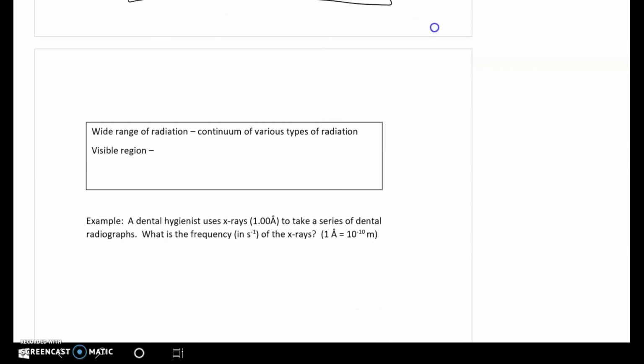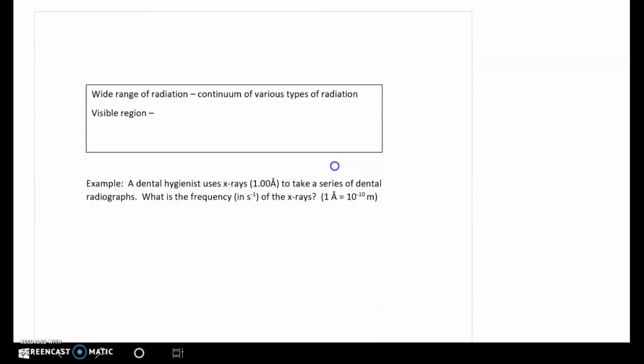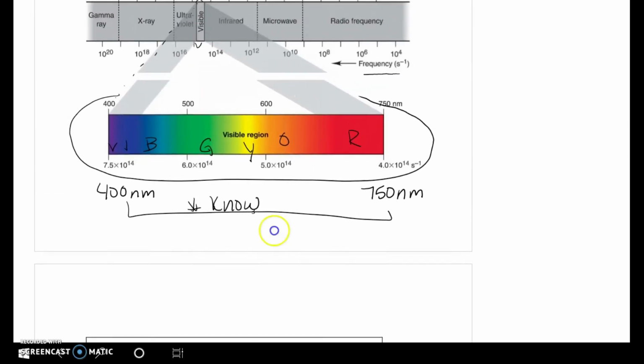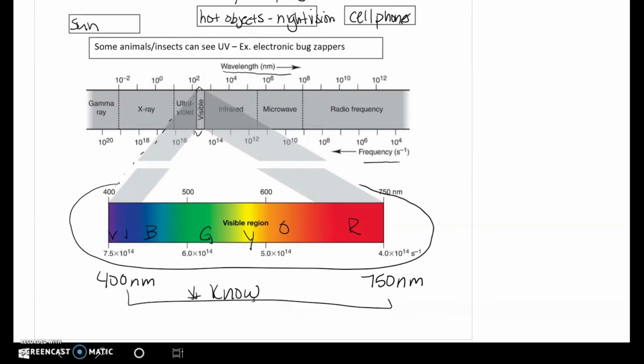So we have a wide range of radiation, and it's a continuum, right? So our frequency increases, and let me go back to this. So our frequency increases as we go from radio to gamma. Now our gamma rays, if we start here, our wavelength is really short here, but starts to get longer and longer as we get to the radio frequency. So our wavelength for radio frequency is going to be quite long.